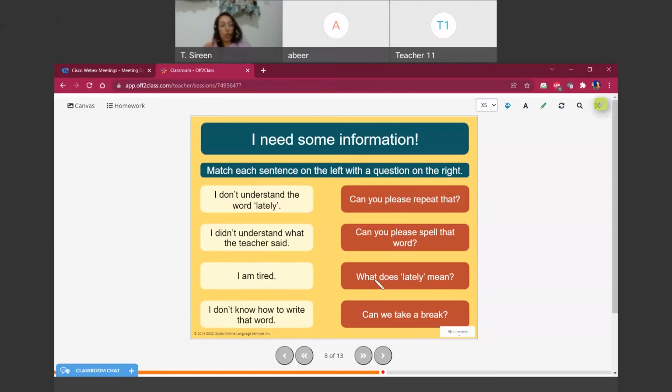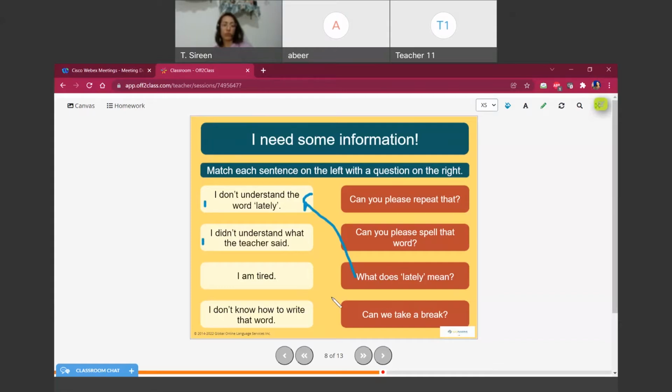When for example, there's a word, Abeer, and I don't understand it. You as the teacher, so I tell you, teacher, I don't understand the word lately, or I can use it in a question. And what shall I say? I can use What does lately mean? Yes, for example, here lately or any word. So you can say, for example, to your students, if you are asking about a word, you may say, I don't understand the word so-and-so, or you can just say, what does so-and-so mean? Okay, continue. Number 2, so this is 1 and 2. I didn't understand what the teacher said.